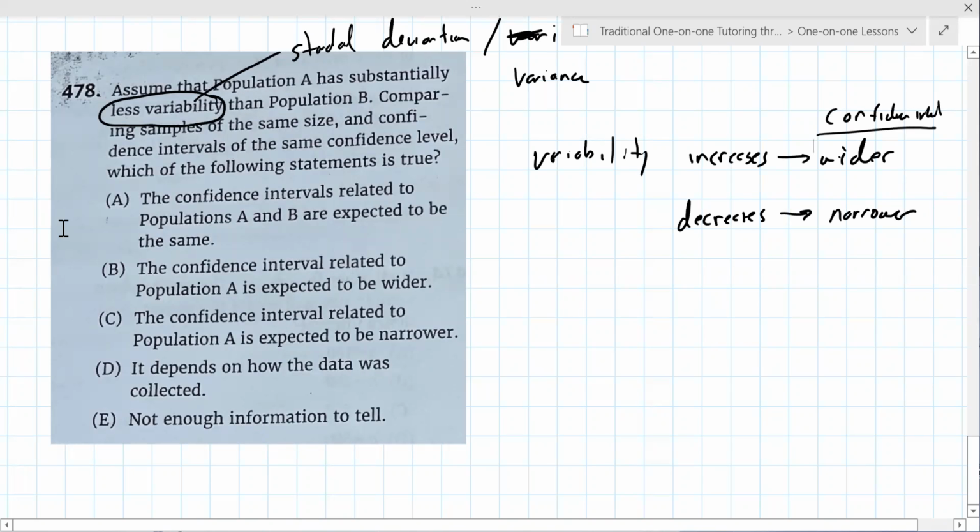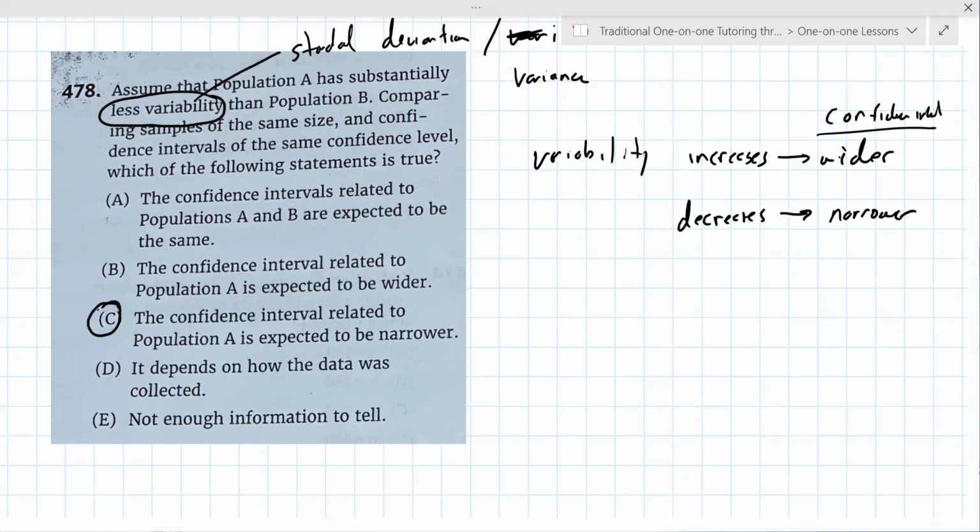We've got to find that answer. It's kind of that SAT, ACT thing where you think, well, I know the answer, but which one is it? Looks like it's C. Okay. All right, we'll move on to 479.